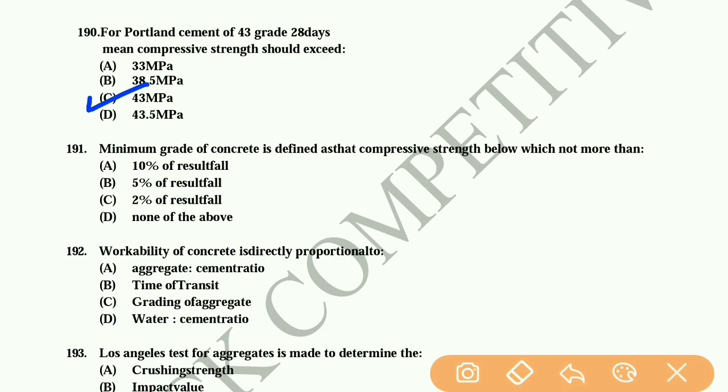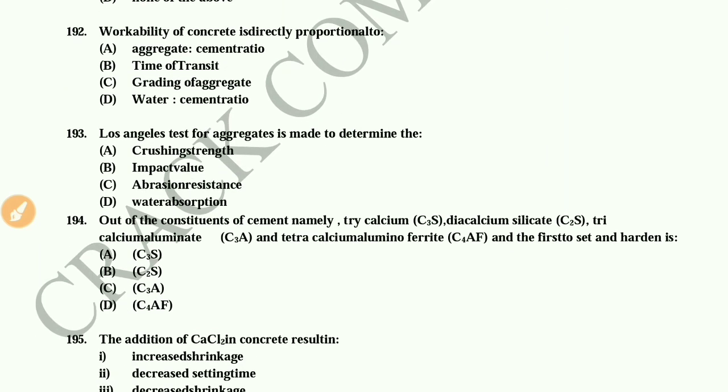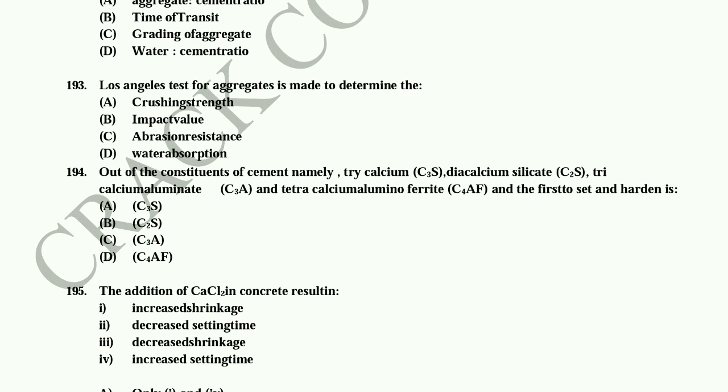Okay. Minimum grade of concrete is defined as that compressive strength below which not more than 5% of the test results are expected to fall. जो definition है characteristic strength की, so option number B is right answer. Workability of concrete is directly proportional to water cement ratio. Los Angeles test for aggregate is made to determine the abrasion resistance of the aggregate, so option C is right.